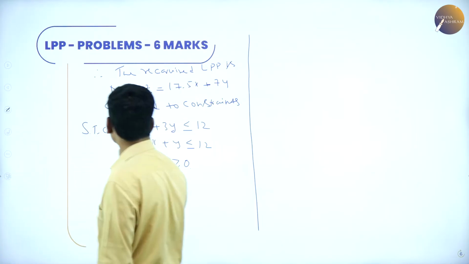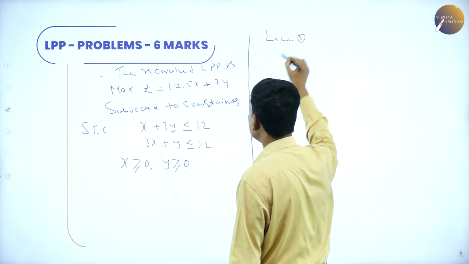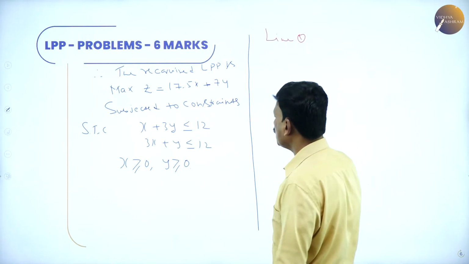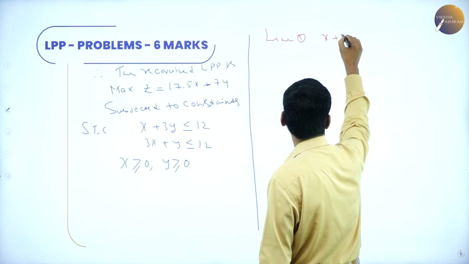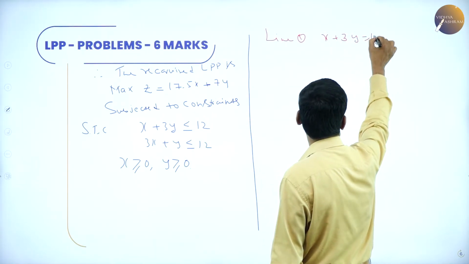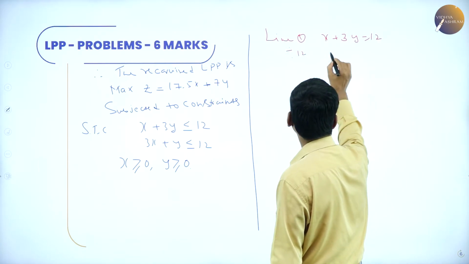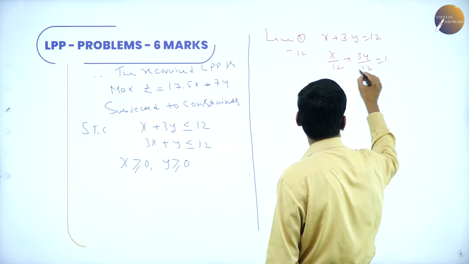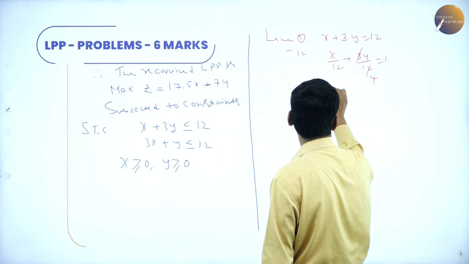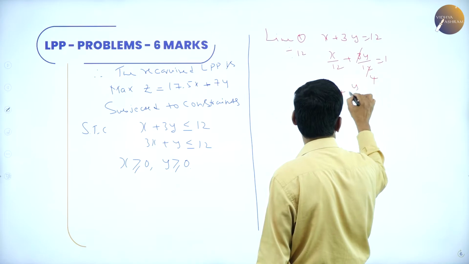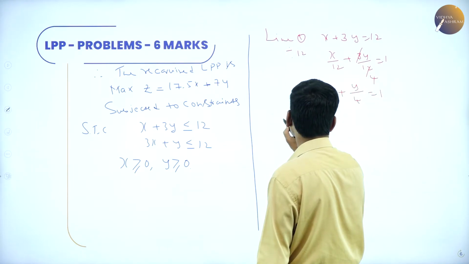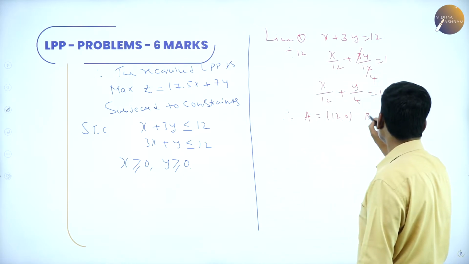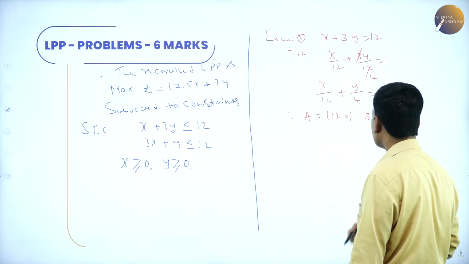I will solve this. Now line 1, first line 1. Let us convert these inequalities into equalities first. x plus 3y is less than or equal to 12 can be written as x plus 3y is equal to 12. Divide by 12, x by 12 plus 3y by 12 is equal to 1. 3 4s gets cancelled. x by 12 plus y by 4 is equal to 1. Therefore, the coordinates of A is equal to 12, 0 and B is equal to 0, 4.